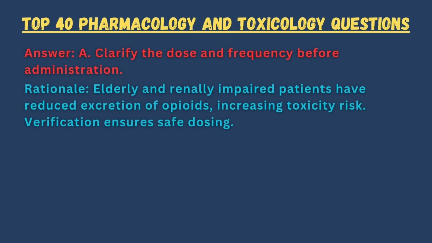Answer. A. Clarify the dose and frequency before administration. Rationale. Elderly and renally impaired patients have reduced excretion of opioids, increasing toxicity risk.